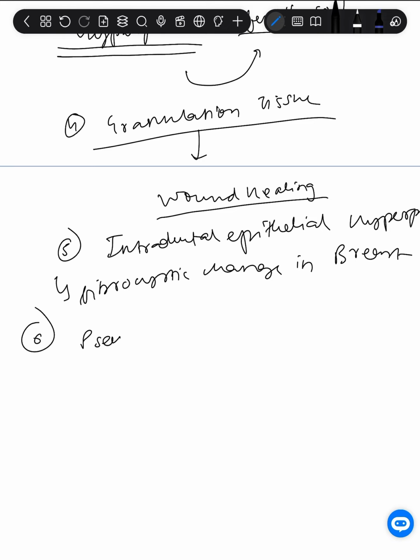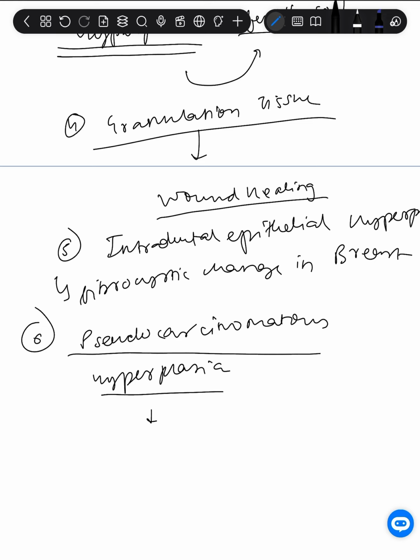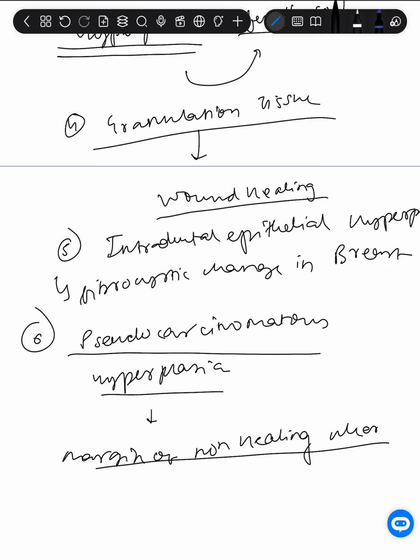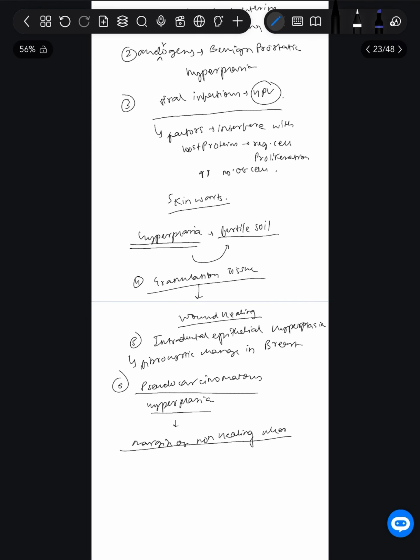It's called pseudocarcinomatous hyperplasia. You will ask me, ma'am, what is this? The number of cells is so increased that it seems pseudocarcinomatous, and there is a very high chance of it becoming carcinomatous also. This occurs at the margin of a non-healing ulcer. It's called Marjolin's ulcer and it causes squamous cell carcinoma. I think that's the example.